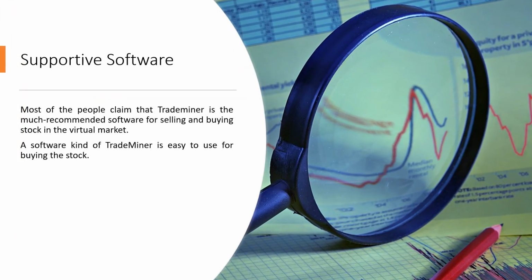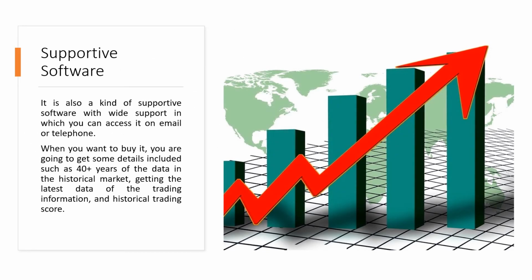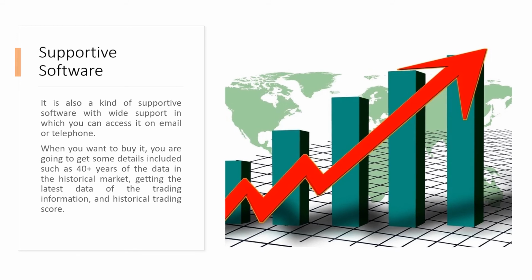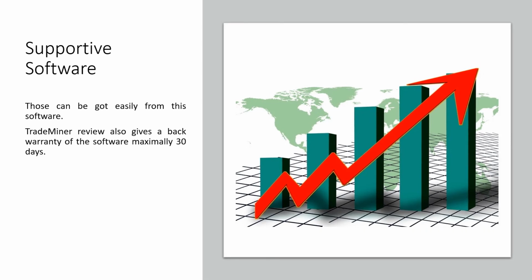Supportive software. Most of the people claim that Trademiner is the much recommended software for selling and buying stock in the virtual market. A software kind of Trademiner is easy to use for buying the stock. It is also a kind of supportive software with wide support in which you can access it on email or telephone. When you want to buy it, you are going to get some details included such as 40+ years of the data in the historical market, getting the latest data with the trading information, and historical trading score. Those can be got easily from this software. Trademiner Review also gives a back warranty of the software maximally 30 days.